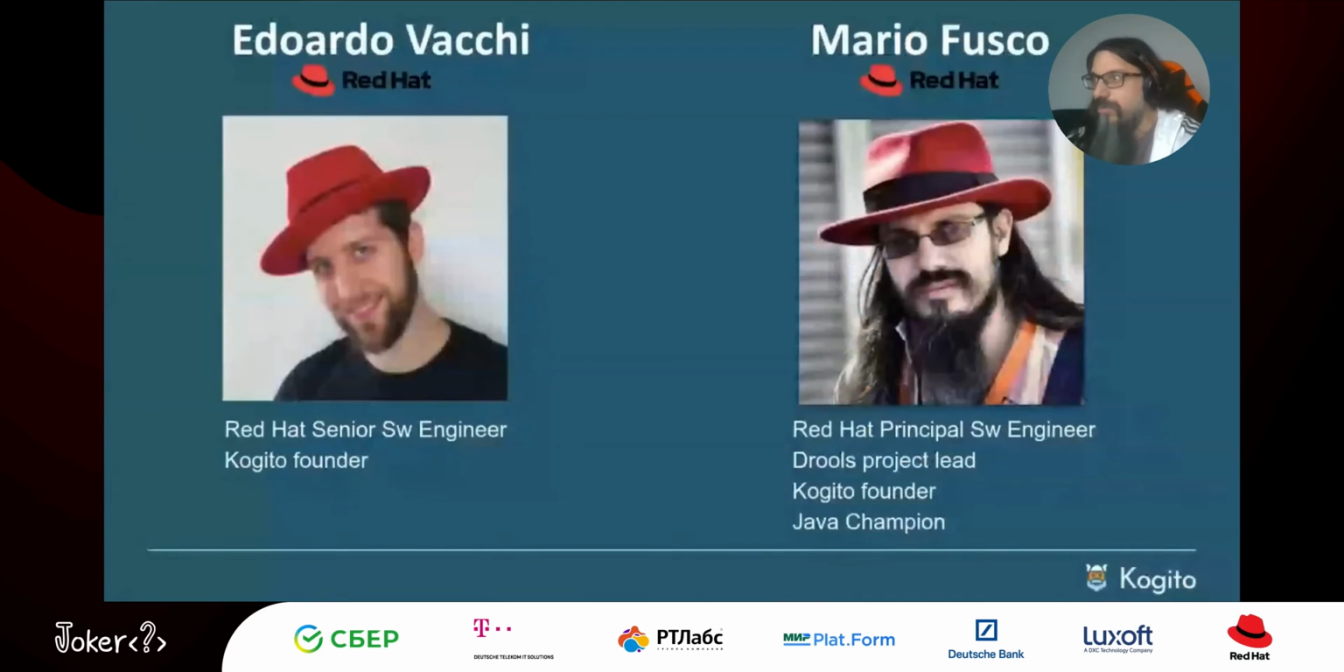My name is Mario Fusco, and I'm a Red Hat Principal Software Engineer. I'm the project lead of Drools, the rule engine of Red Hat, which is one of the key components of Kogito. I'm one of the founders of the project and a Java Champion. And with me, we have Edoardo Vacchi, who is also one of the founders of the Kogito project and a Red Hat senior software engineer. I will pass the stage to Edoardo for this first part.